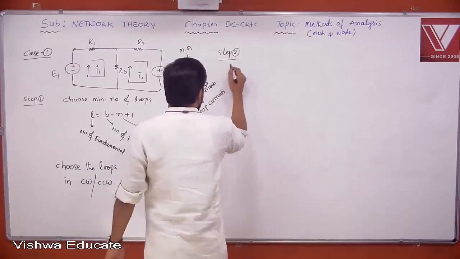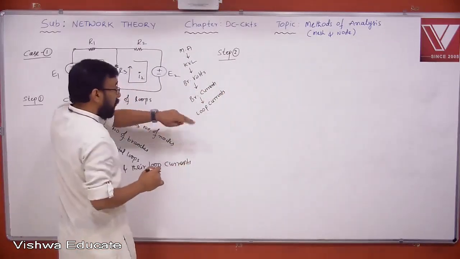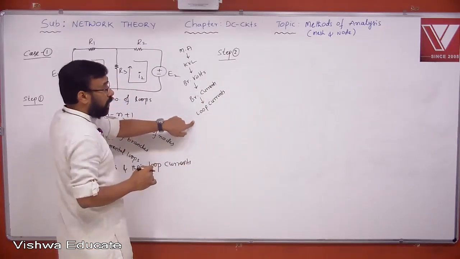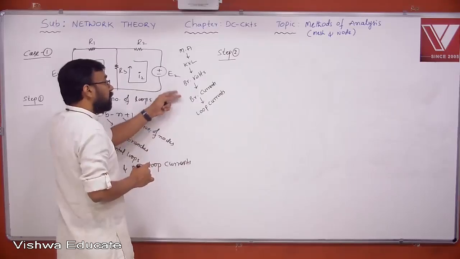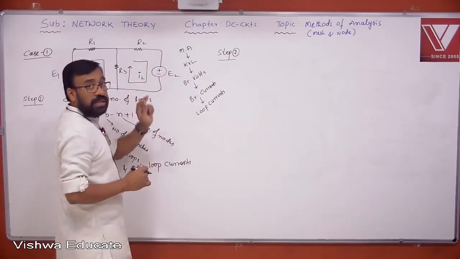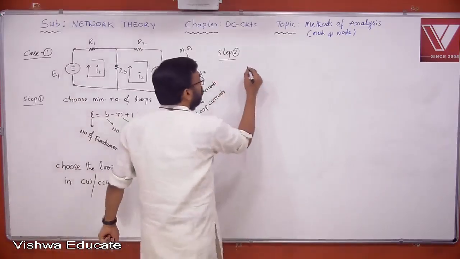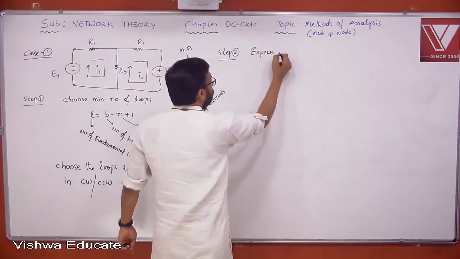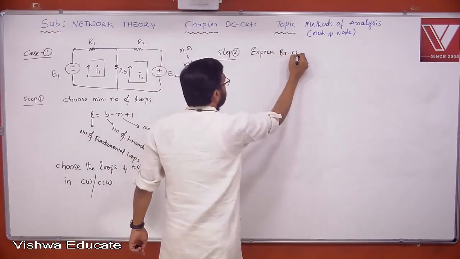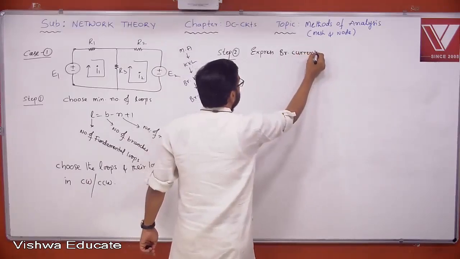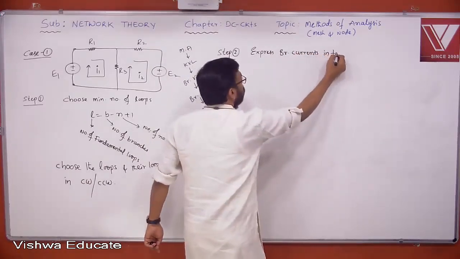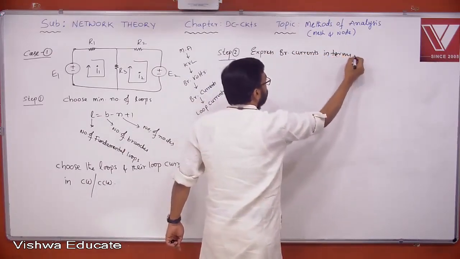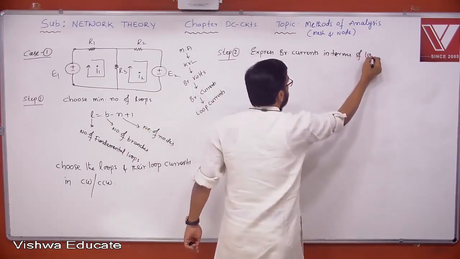Now look at the second step. What are we supposed to do now? You are supposed to express branch currents in terms of loop current. Then you find branch voltage. Then you apply KVL in the selected loop. Okay. So therefore, step 2, write down here: express branch currents in terms of loop currents.